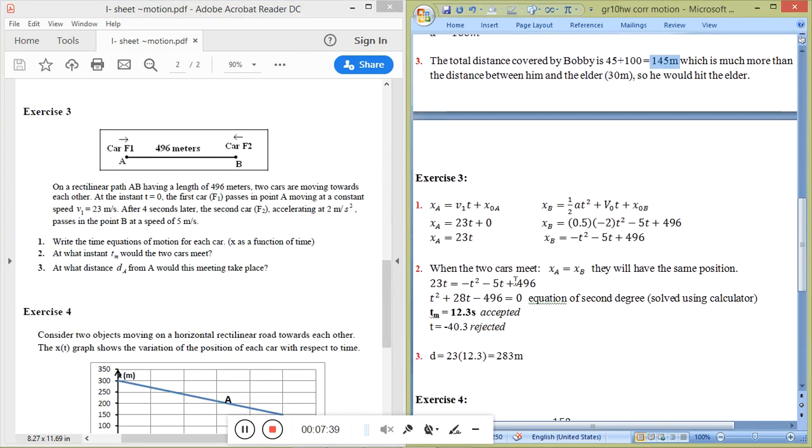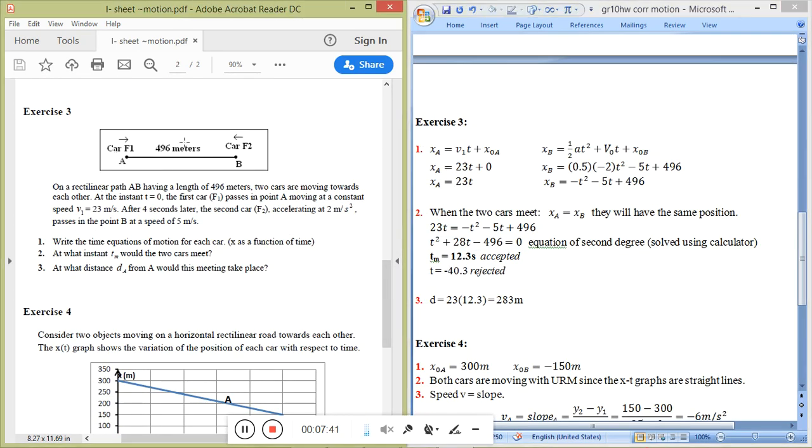Now, exercise 3. Two cars are moving against each other. One car A is moving against car B. At instant t equals 0, the first car passes in point A, which is F1, moving at a constant speed, URM. After 4 seconds later, the second car, accelerating at 2 meters per second squared, passes in point B at a speed of 5 meters per second.